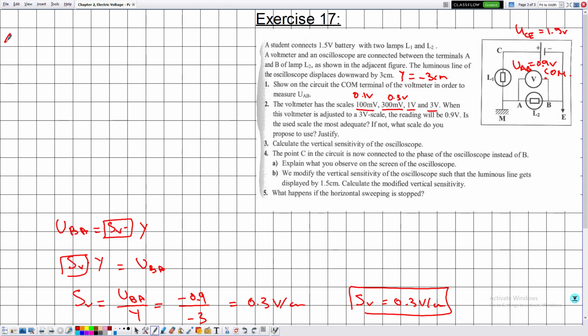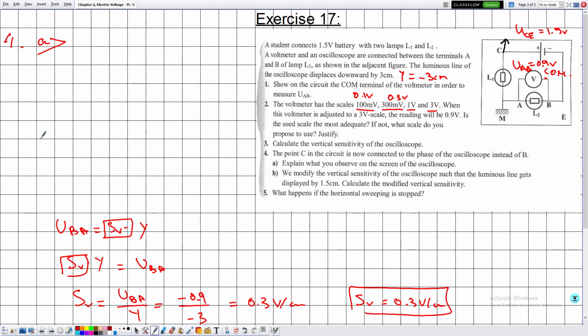Now in number 4, they are telling me the point C in the circuit is now connected to the phase of the oscilloscope instead of B. So instead of connecting the phase of the oscilloscope to the point B, it's being connected to the point C of the circuit. Explain what you observe on the screen of the oscilloscope.